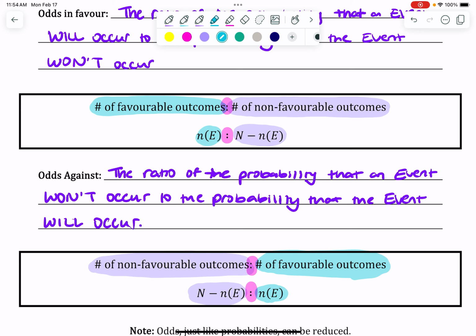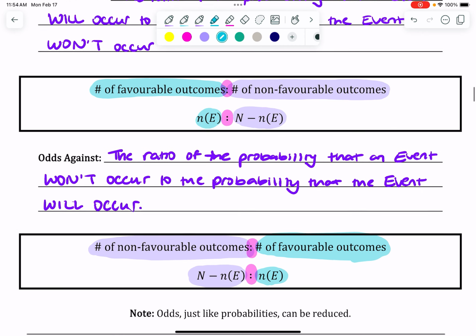Now, if we're just asking about the odds, we assume they're talking about odds in favor. If we're talking about odds against, it will say what are the odds against. It will say that explicitly in a question.